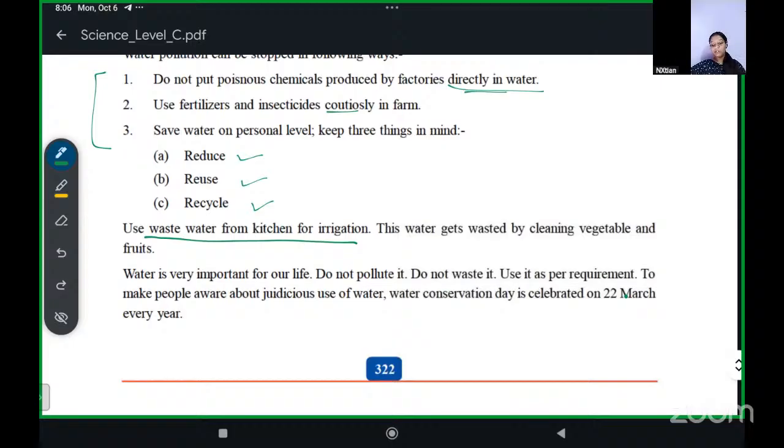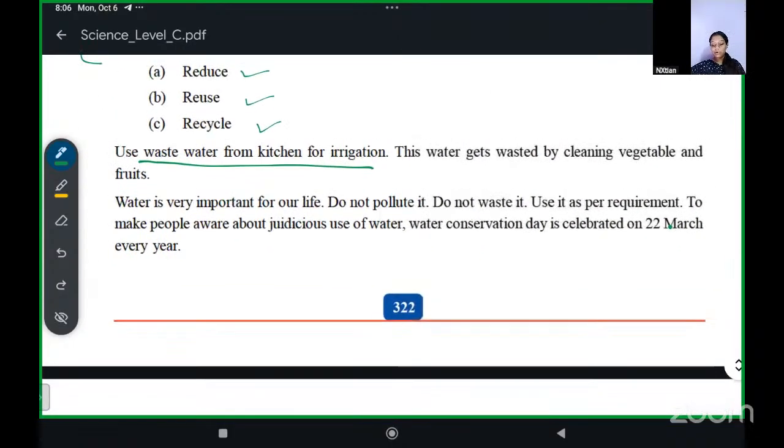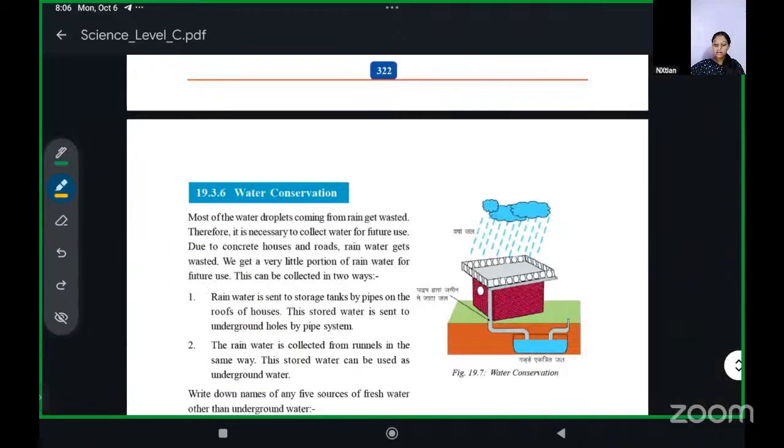Water is very important for our life. Do not pollute it, do not waste it. Use it as per requirement. To make people aware about the judicious use of water, Water Conservation Day is celebrated on 22nd March every year. We conserve water, and for that, a particular day is there. We celebrate it.